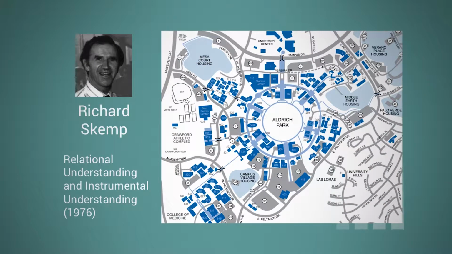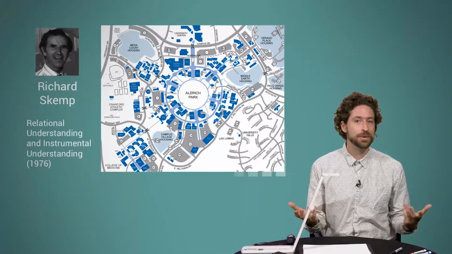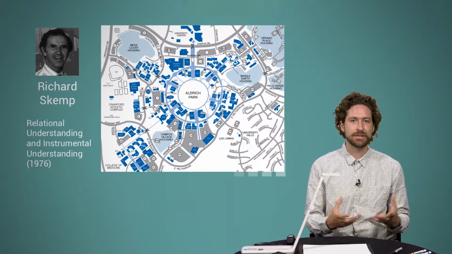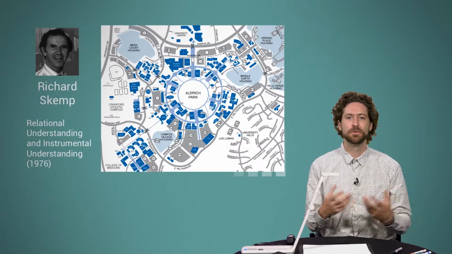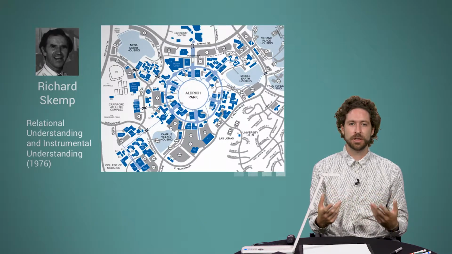First, it's important to understand what is what. So let me introduce Richard Skemp. He wrote a paper called Relational Understanding and Instrumental Understanding, which in our terms would be conceptual understanding and procedural understanding, in 1976. And he had this beautiful analogy of a map. He said, imagine you're new to a town or to a campus, any complex place in which you want to navigate, get to other places. And he said you could have two different mindsets to approach this.